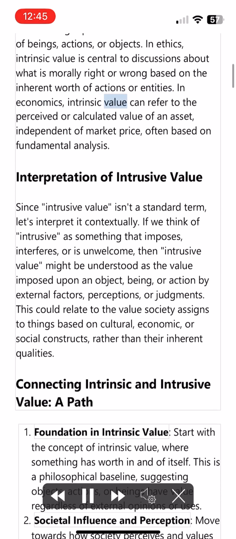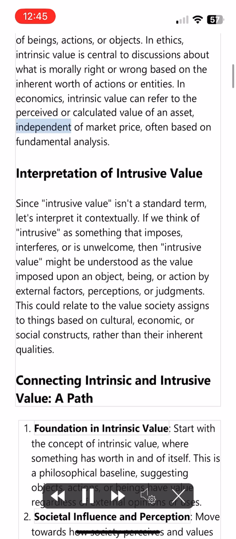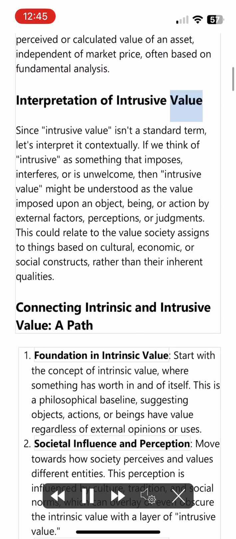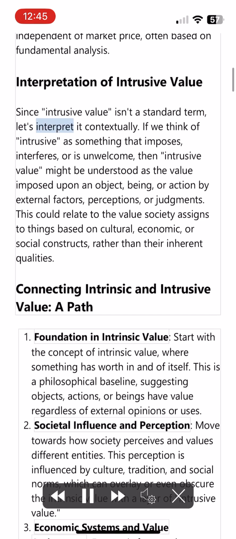In economics, intrinsic value can refer to the perceived or calculated value of an asset, independent of market price, often based on fundamental analysis. Interpretation of intrusive value. Since intrusive value isn't a standard term, let's interpret it contextually.